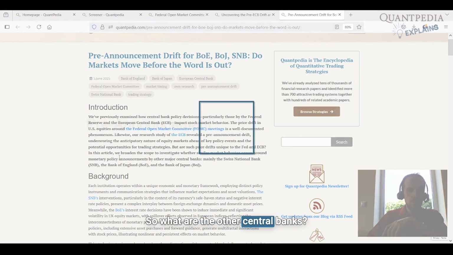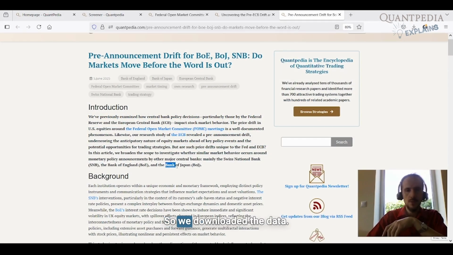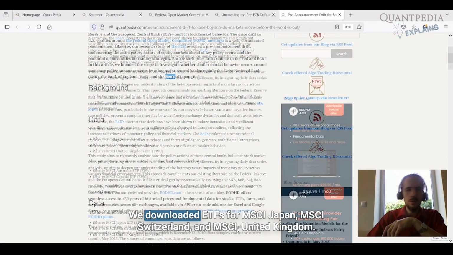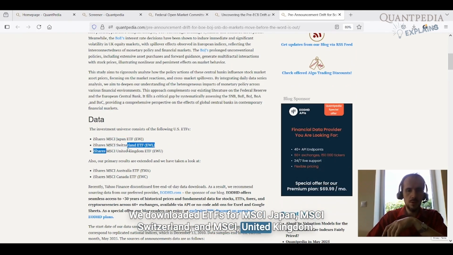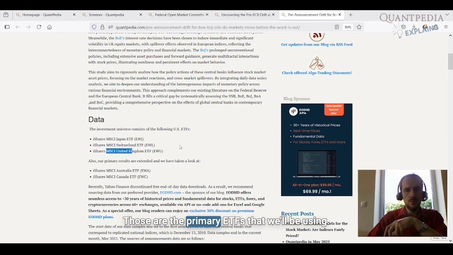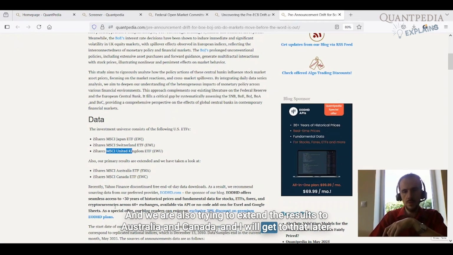So what are the other central banks? We mainly tested the Swiss National Bank, then the Bank of England and the Bank of Japan. We downloaded ETFs for MSCI Japan, MSCI Switzerland and MSCI United Kingdom. Those three ETFs are the primary ETFs that we will be using, and we are also trying to extend the results to Australia and Canada, and I will get to that later.